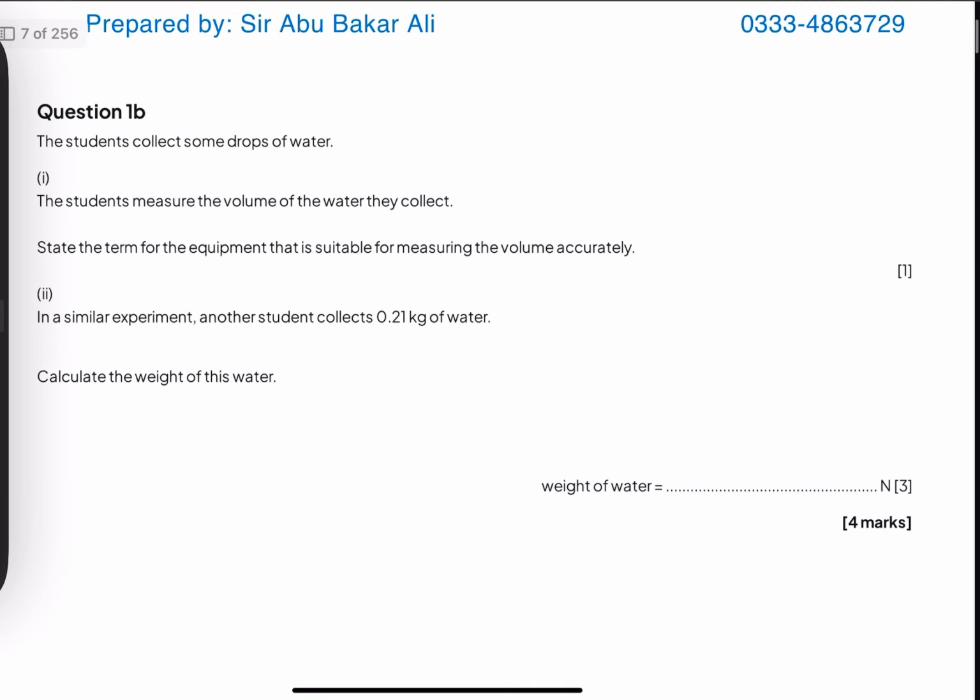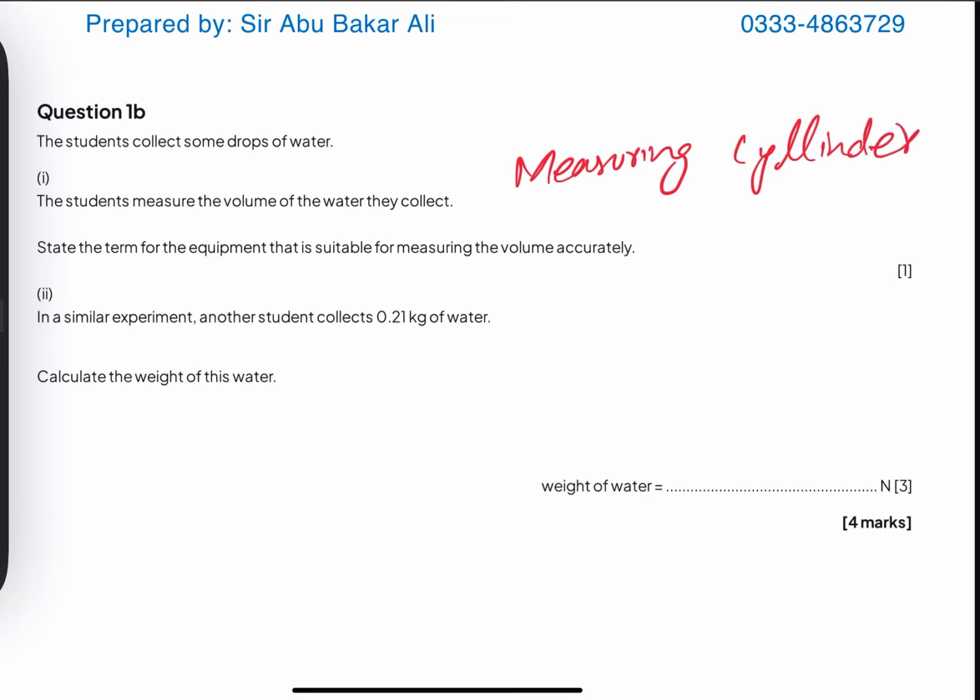Question 1b: a student collects some drops of water. The student measures the volume of the water they collect. State the term for the equipment that is suitable for measuring the volume accurately. Okay, so the volume of a liquid is measured by a measuring cylinder.